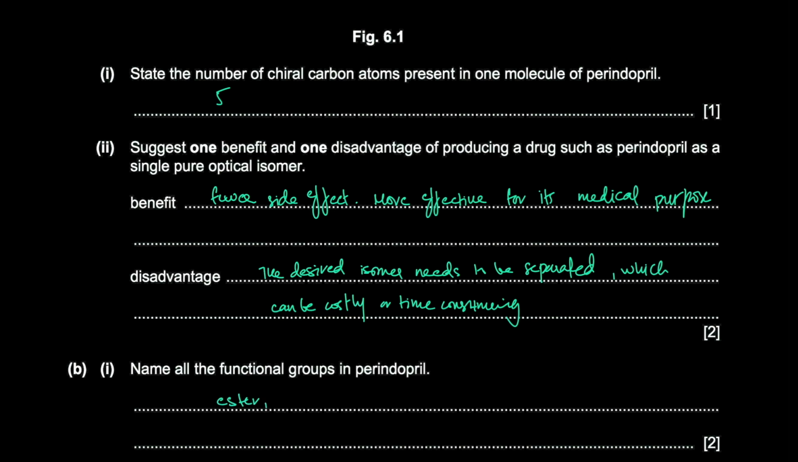So ester, we have a secondary amine. You can just say amine as well, but I would personally say secondary amine, to be more specific. So secondary or 2-degree amine. You have a tertiary amide, and you have a carboxyl group. You can say carboxyl or carboxylic acid, but the name of the functional group is actually the carboxyl group.